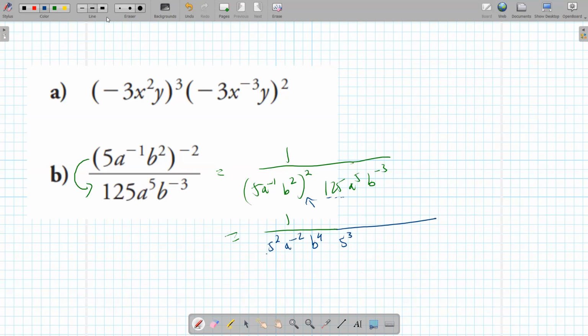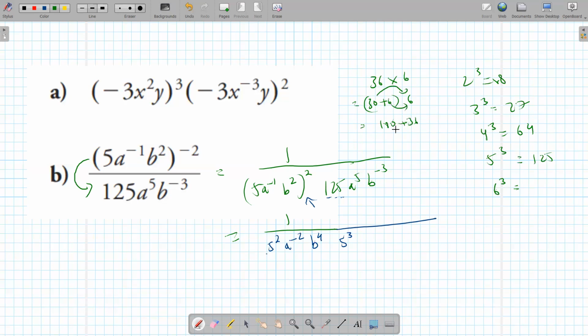Here's a quick table of cubes. 2 cubed is 8. 3 cubed is 27. What's 4 cubed? 64. And 5 cubed is 125, yeah? 6 cubed is 36 times 6. Look at this. How do you do this, right? I'm gonna rewrite this as 30, because you can do this in your head like that. Then we're gonna FOIL it. 30 times 6 is 180. 6 times 6 is 36. So this becomes 216. You see that?